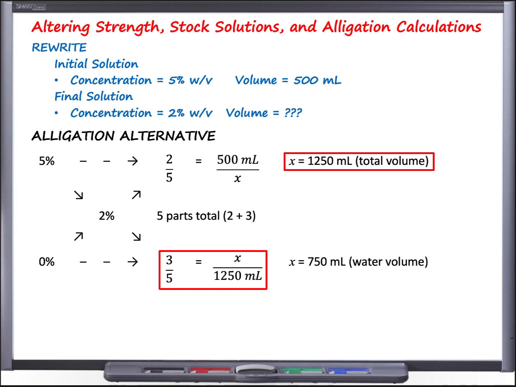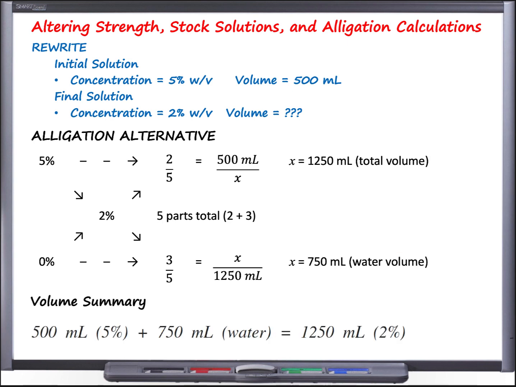the total solution. We could set that equal to some X, which is now the amount of water. We haven't solved directly for the amount of water to add, but we know the total solution will be 1,250 milliliters. We just solved for that. So now if we do the math and basically take 3 times 1,250, so we get 3,750 divided by 5, you can see we solve for X, and X would equal 750 milliliters. And that X in this formula represents the volume of water.